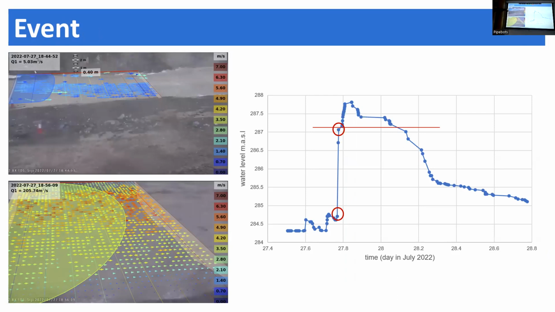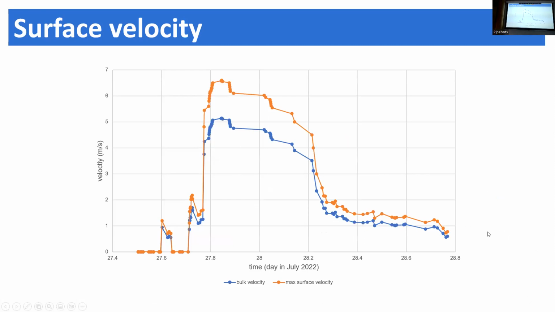This image here is at this point, and the next measurement that we had was at this point, and this is 12 minutes in between. So it went from 5 cumecs to 205. That is 12 minutes, and from there on, we lost the level. So we cannot calculate the wetted area, we cannot get the discharge. But we were able to measure the surface velocity the whole time.